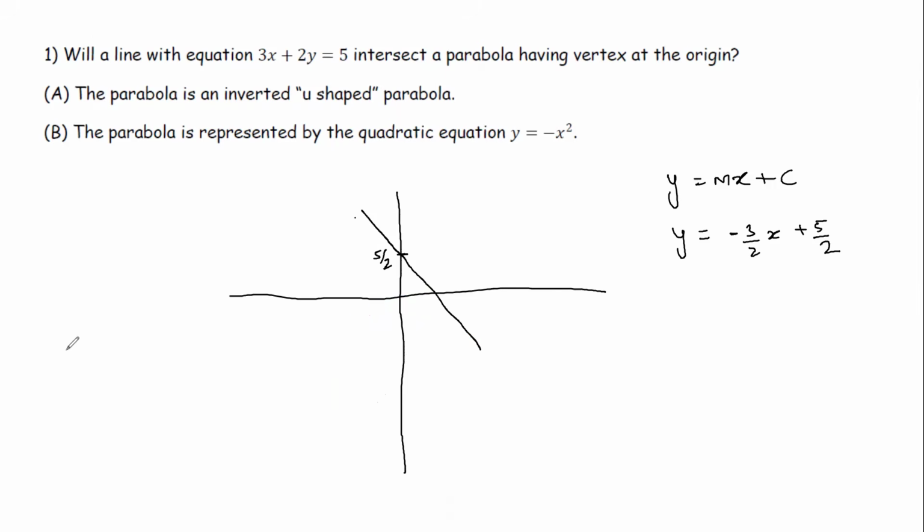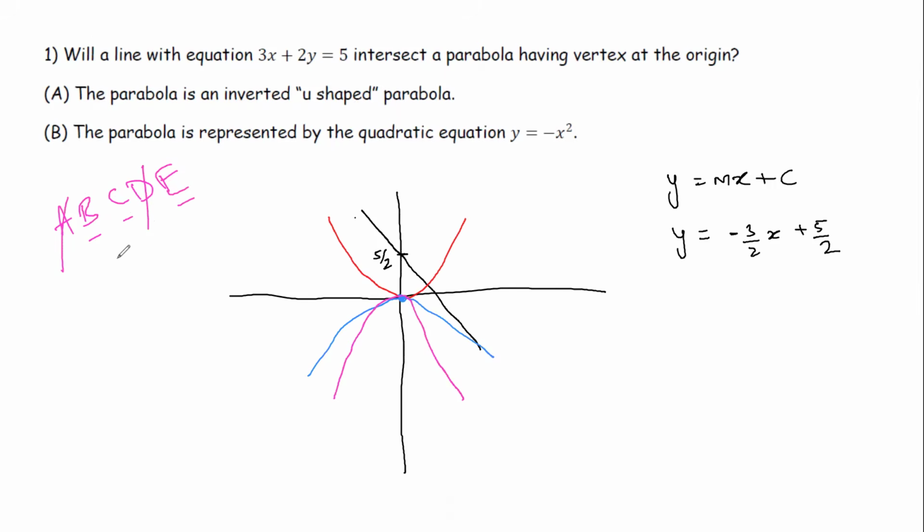So it depends upon which kind of parabola it is. All right. So suppose the parabola is an inverted U-shaped parabola. When it's an inverted U-shaped parabola, it could be the blue one which is intersecting the line, or it could be the pink one which is not intersecting the line. Okay. So A, B, C, D, E. A is not giving a definite answer, so it's either B, C, or E.